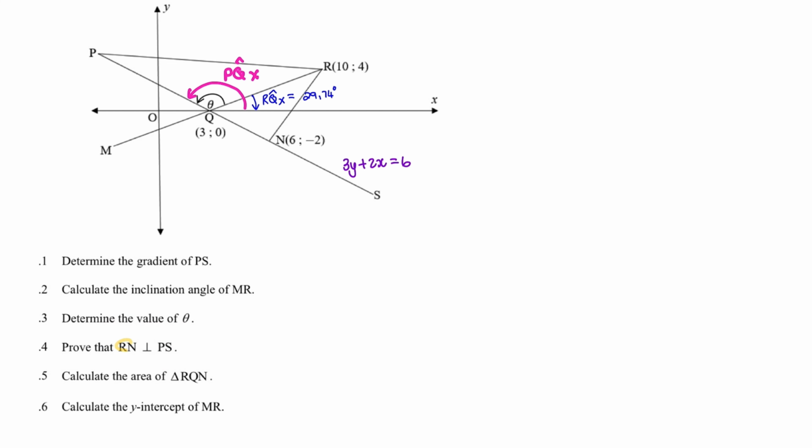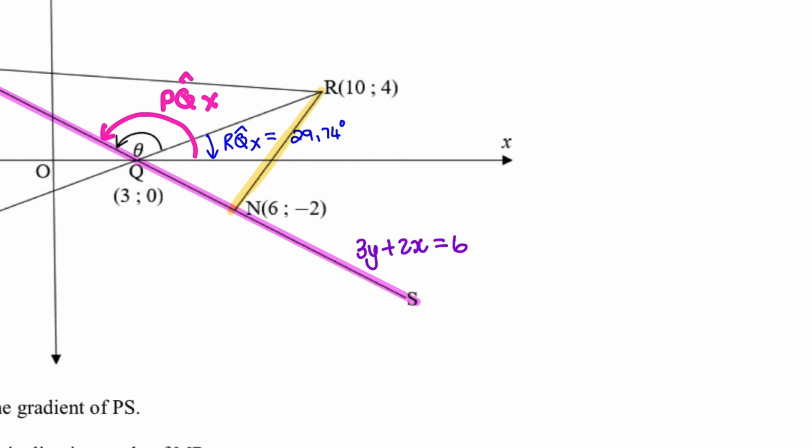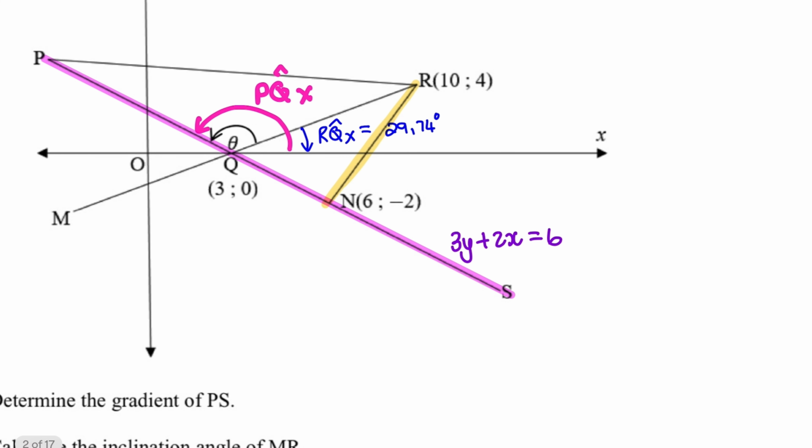Question number 4 says, prove that RN is perpendicular to PS. So I'm going to highlight RN. So we have R to N, and we want to prove it's perpendicular to PS. In an examination, I recommend that you use a highlighter, and that will help you solve the question.